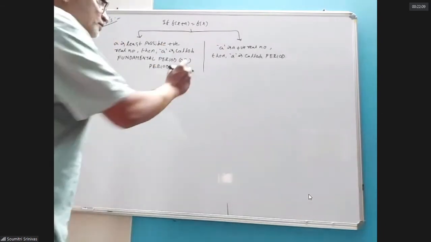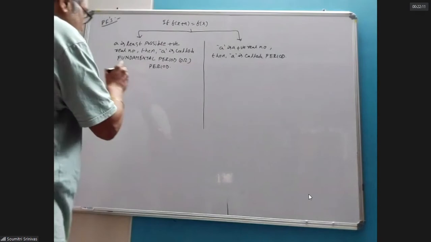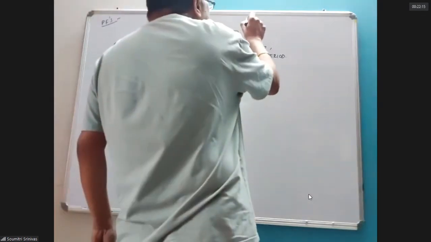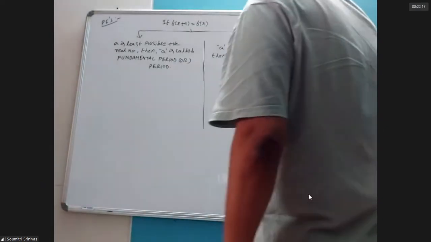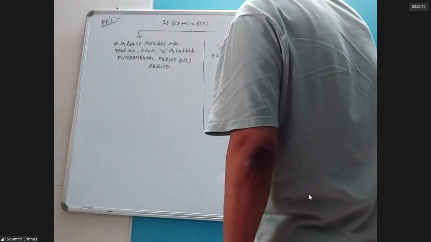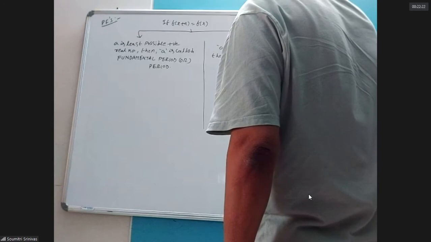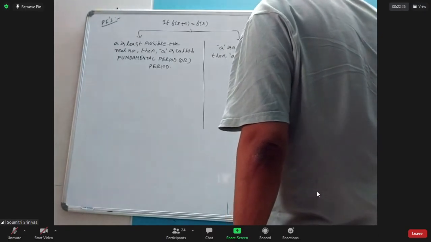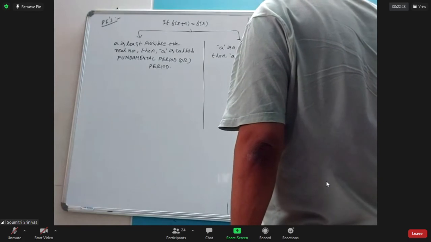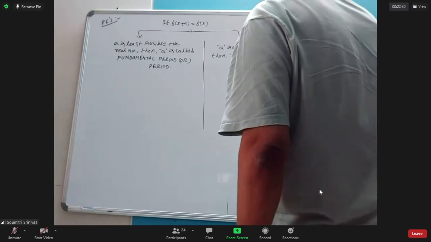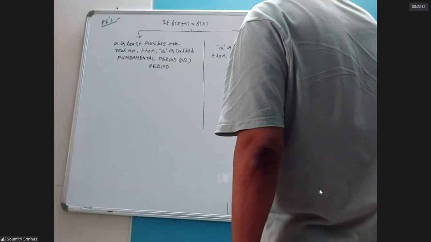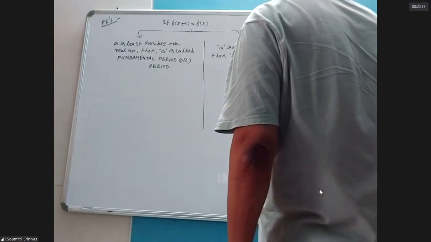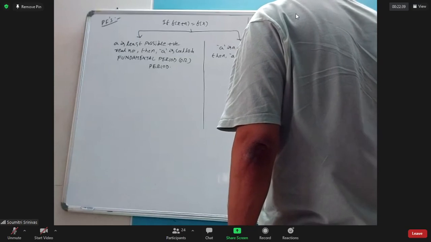What's the difference? Geometrically, what do you mean by period? Length of the interval in which the graph repeats.